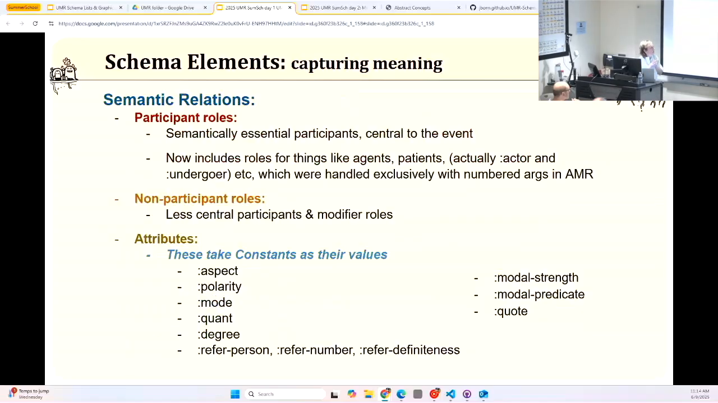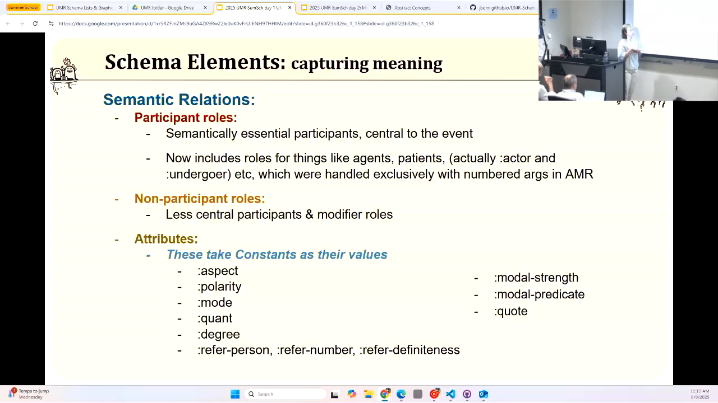Okay, so AMR just had one kind of semantic relation. They were just the roles. UMR, we divide it into 3 different types. So we have participant roles. These are the entities who are central to the event. In AMR, because we were using PropBank role sets, we didn't need general semantic roles for things like agent or patient because they were always numbered arguments. In UMR, because we don't have to use role sets, we've had to add those. So those are participant roles.